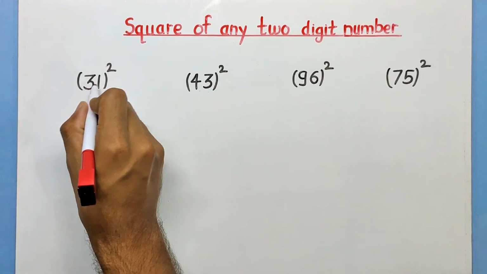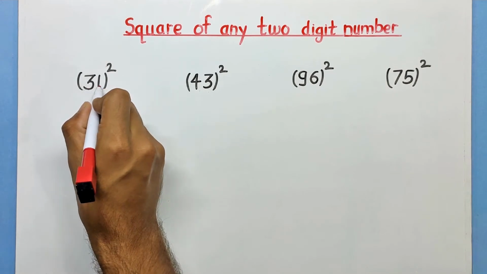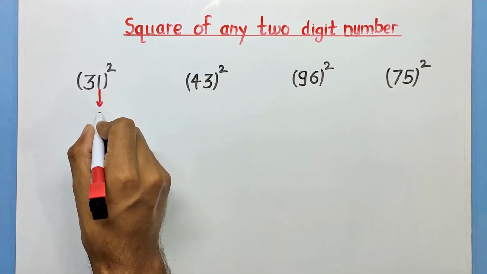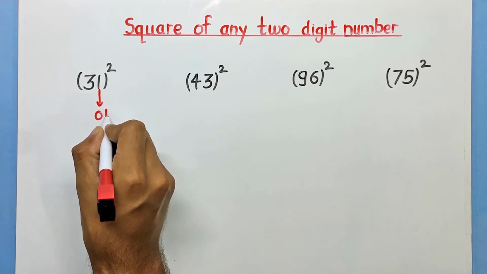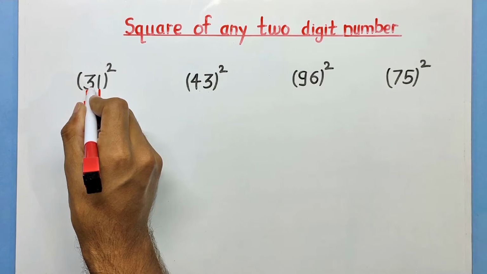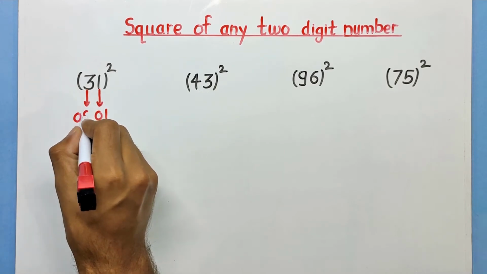Let's find the square of 31 first. So first try to square both of these digits separately. So 1 square is 1 and we have to write it as 01, that is in 2 digits. Then we have to square this 3. 3 square is 9. So we have to write it as 09.